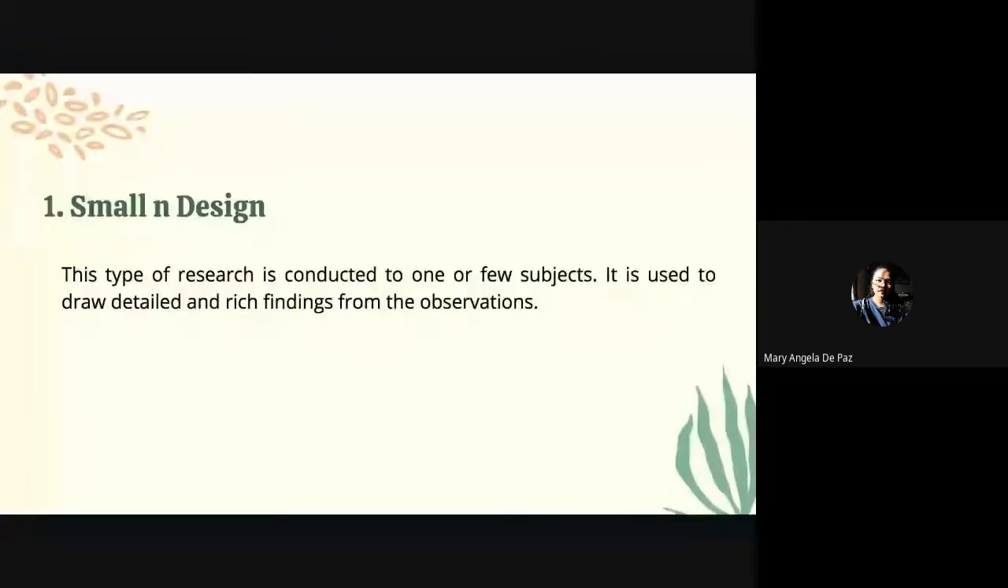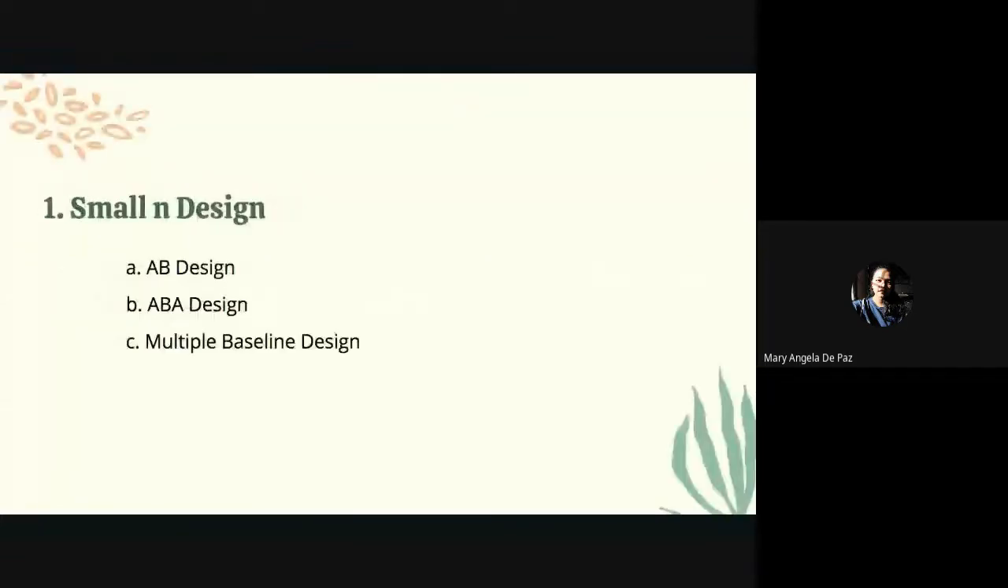Okay, for the first one, we have small n design or the single case experimental design. This type of research is conducted on one or few subjects or a small sample. It is used to draw detailed and rich findings from the observations. So internal validity of this is good because there are little individual differences, but external validity might be a problem. So we have several types. Next slide. So for the types, we have AB design, ABA design, and multiple baseline design.